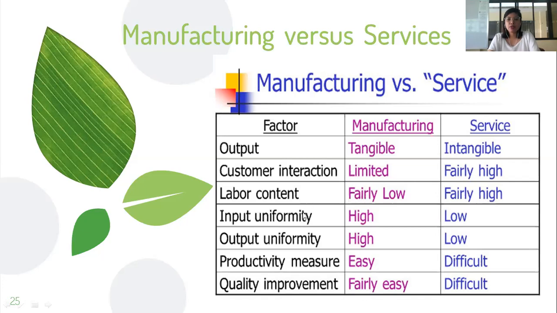For the input uniformity, the manufacturing is high, and the service is low, because every day is a different day in the service industry or the hospitality industry. So there is a chance for different services day by day. So output uniformity is high for manufacturing, and for the service it is low. The productivity measure is easy for manufacturing, and for the service it's difficult. And for quality improvement, manufacturing is fairly easy, and for the service this is very difficult.